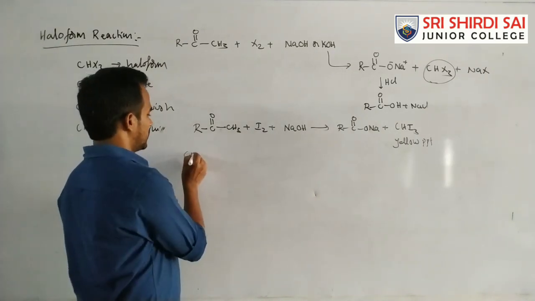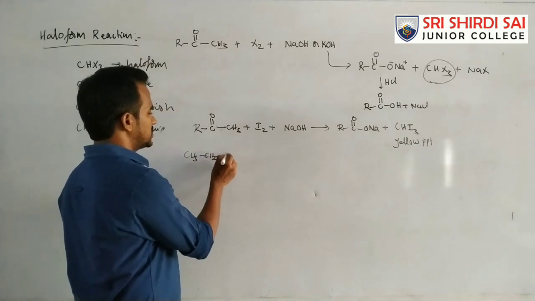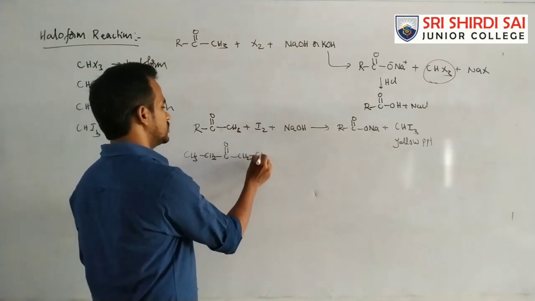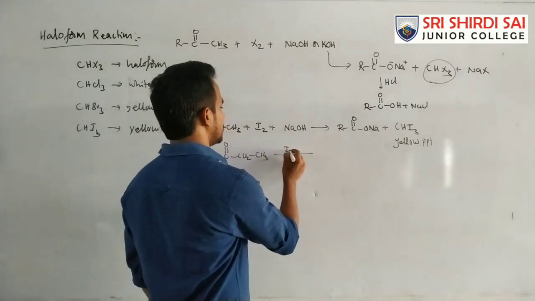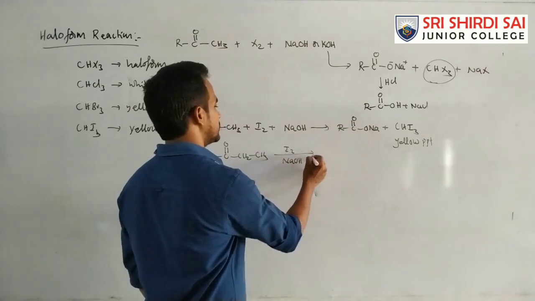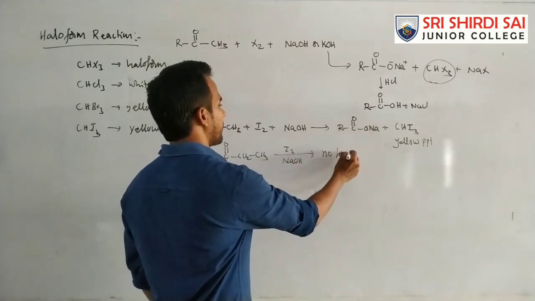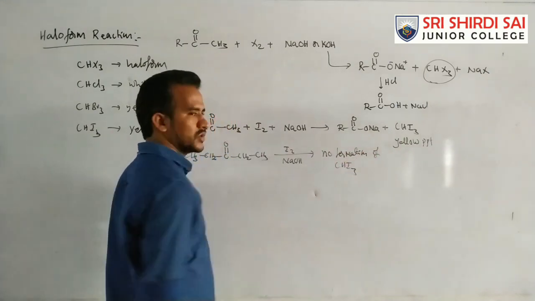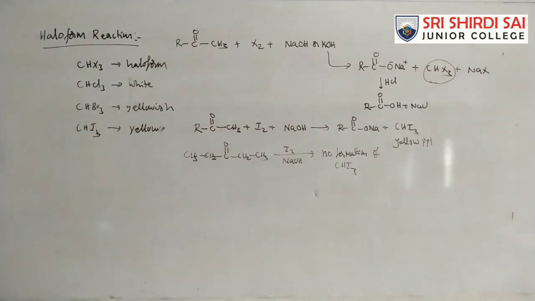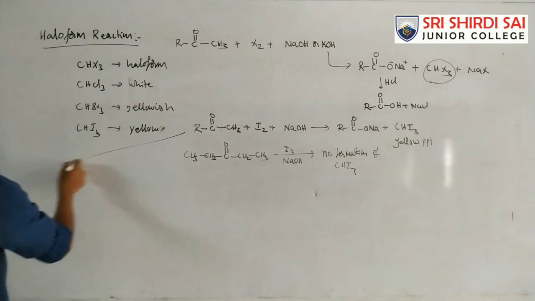For suppose CH3CH2COCH2CH3, it is diethyl ketone. This one treated with I2 and NaOH gives no formation of CHI3. So only methyl ketones can give the haloform. How is this haloform produced? Okay, so let us discuss the mechanism.